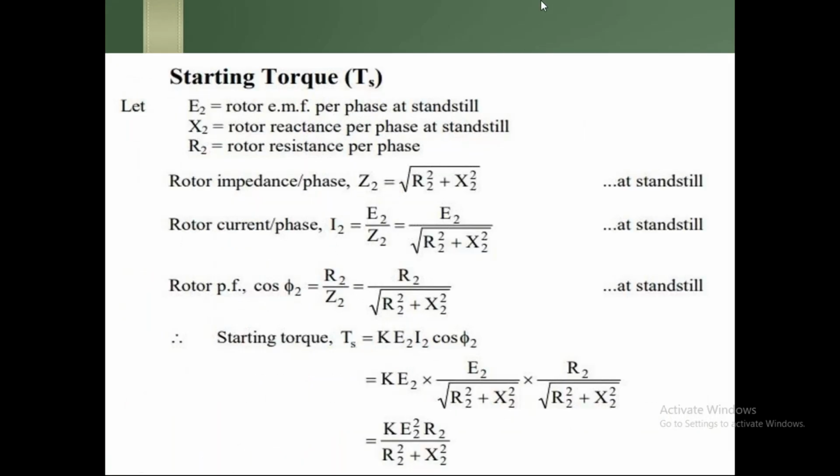Right. Now we are going to derive the torque equation at starting condition. So remember one thing, at starting condition s is always equal to 1. In this condition, the rotor is not rotating. So we can simply say that the rotor is in standstill condition. Now here these three parameters are involved in the torque: one is rotor induced EMF, rotor reactance, and rotor resistance.